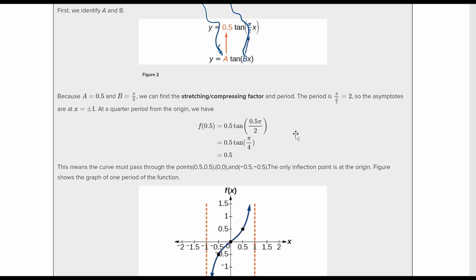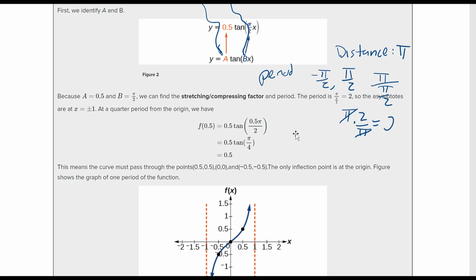So the normal period for a tangent function would go from negative pi over 2 to pi over 2, which is a distance of pi. So we take that pi and divide it by pi over 2. We get pi times 2 over pi, and those cancel, leaving us the 2. So that tells us that one full period is going to be 2.